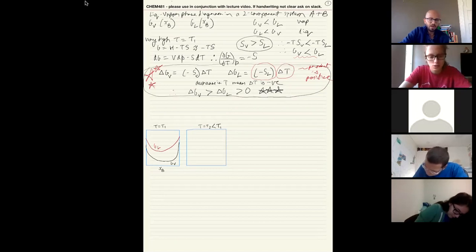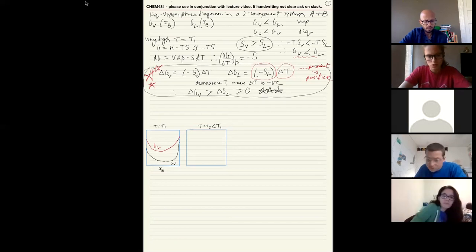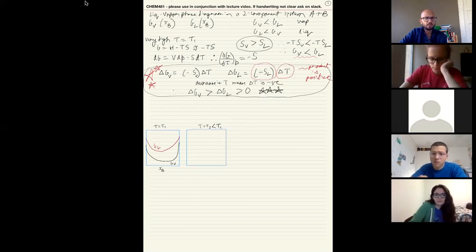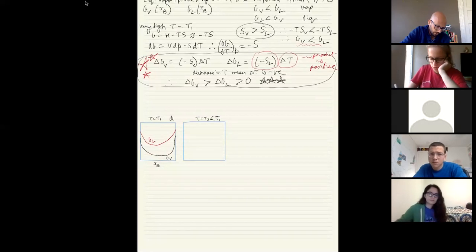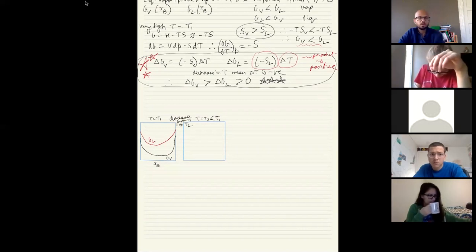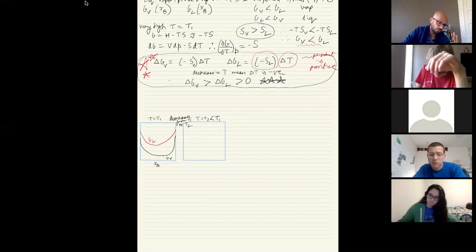So we used our partial G by partial T at constant pressure is equal to minus S. And then we said that, well, S is always positive. So a decrease in temperature must correspond to free energy increasing. When you're getting a decrease in T, what are you decreasing it from? From T1. We went from T1 to T2. Decrease from T1 to T2.